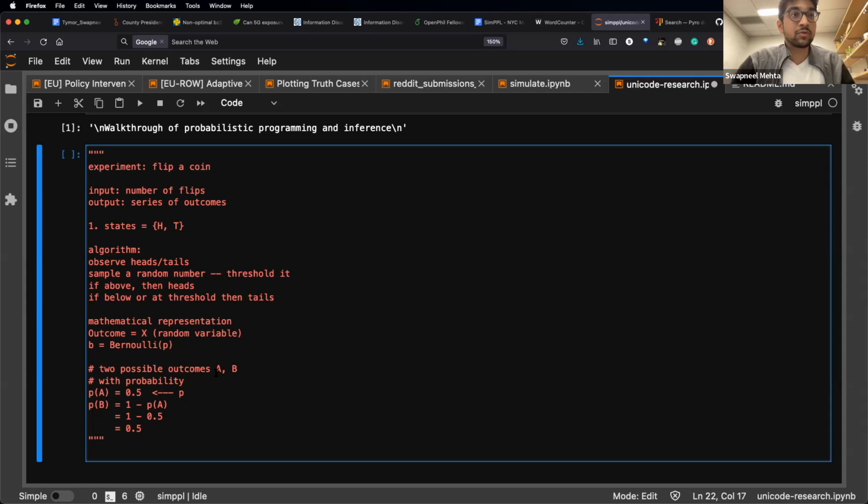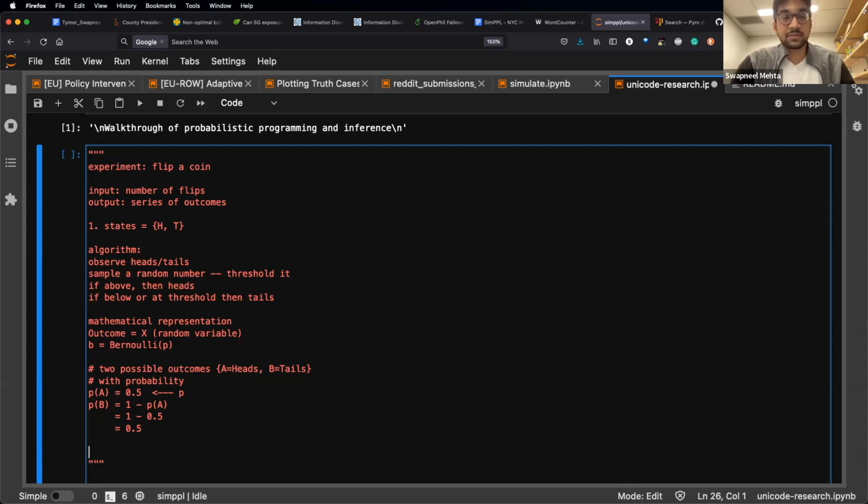So if there are only two possible outcomes, A and B, which might correspond to heads and tails, so A is equal to heads, B is equal to tails, then P of A is equal to 0.5 and P of B is equal to 1 minus P of A, which is 0.5. I assume all of you already know this, and I'm just repeating it because this is important to formalize. This is the simplest case of these kinds of probabilities.